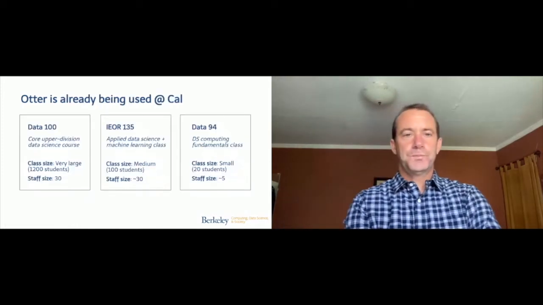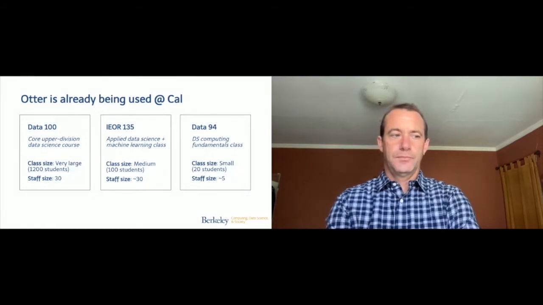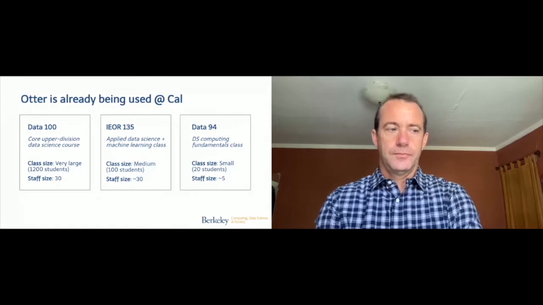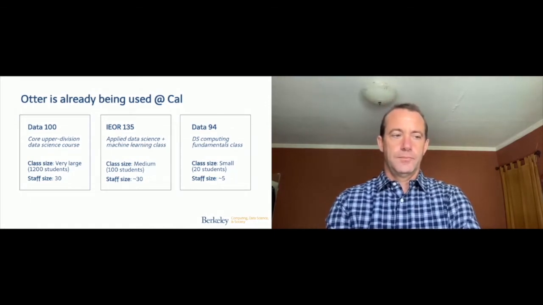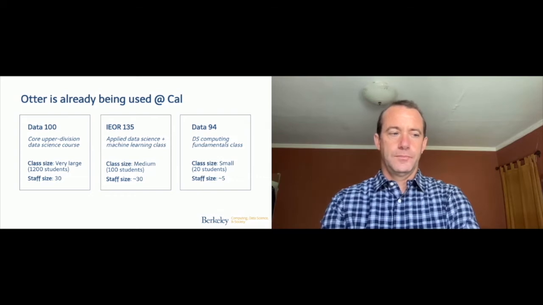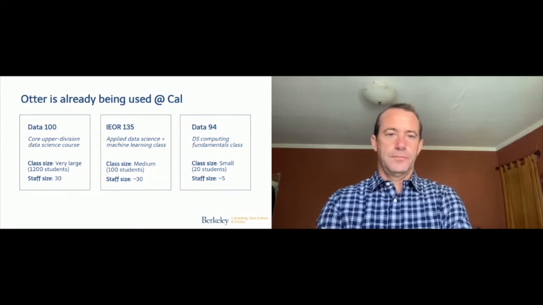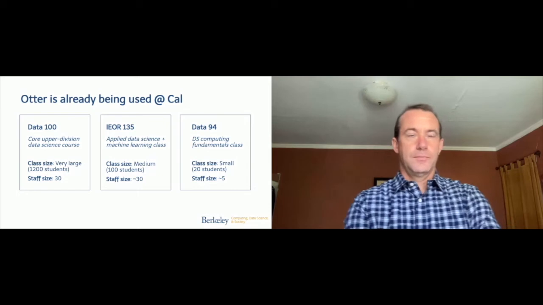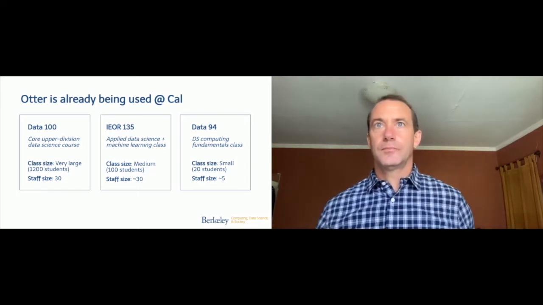So currently, Otter is already being used here at Cal. So Data 100 has been on Otter for the last 3 semesters. It's one of our core upper division data science courses, and it's a very large class of about 1,200 students with a staff size of about 30. It's also being used in a more medium scale class called IOR 135, which is an applied data science and machine learning class, and at small scale in classes like Data 94, which was a data science computing fundamentals class that was started last spring as a very small class of about 20 students.